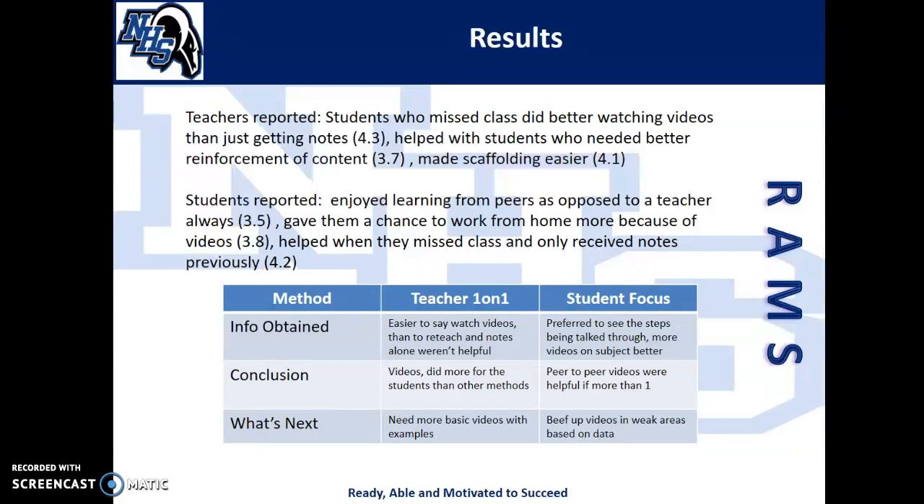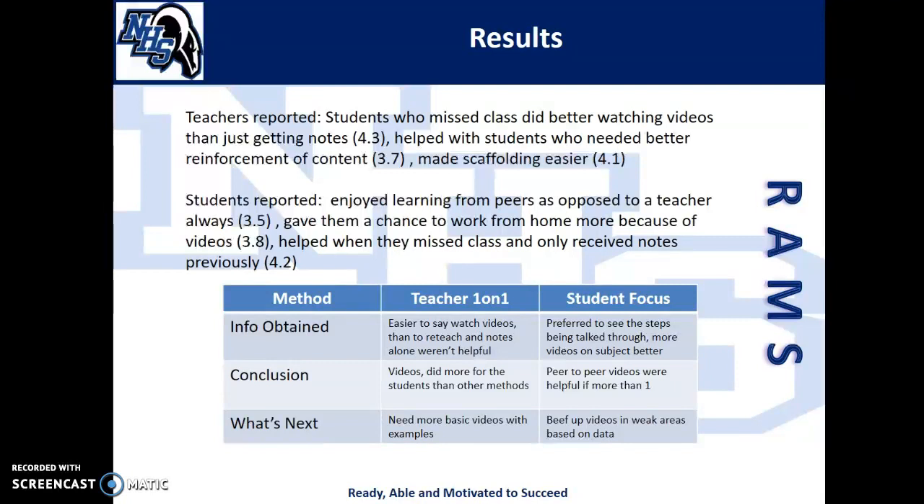How did our students feel based on the survey? They enjoyed learning from their peers as opposed to a teacher always, at 3.5, which means that it was neutral to agree in that area. It gave them a chance to work from home more because of video, which was at 3.8. Most students agreed with that. And it helped when they missed class and only received notes. Students agree with that too on average.